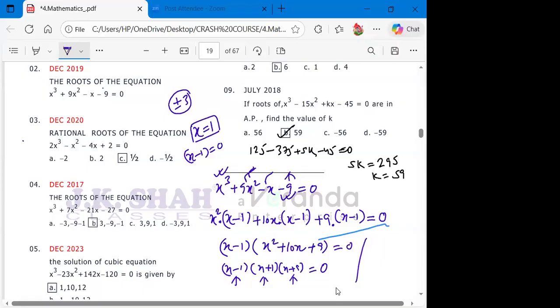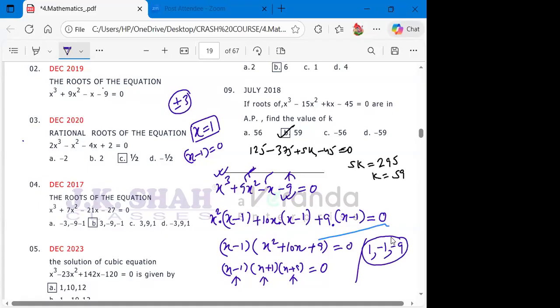If x plus 1 is 0, how much will be x? Minus 1. If x plus 9 is 0, how much is x? Minus 9. Sir, these are the three roots of that equation.